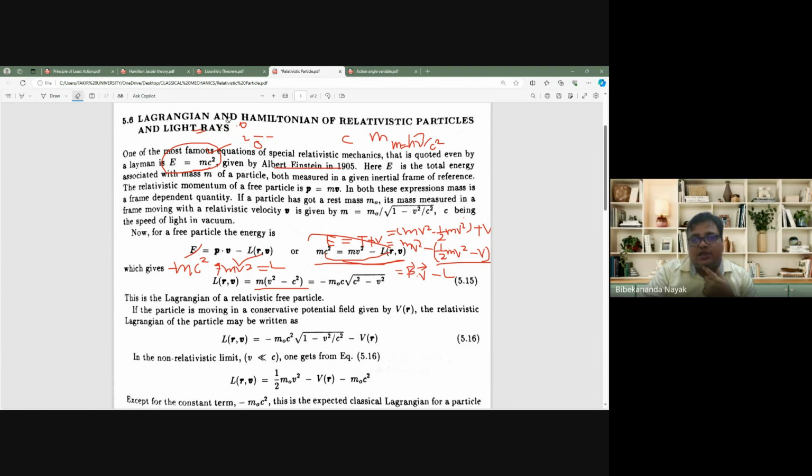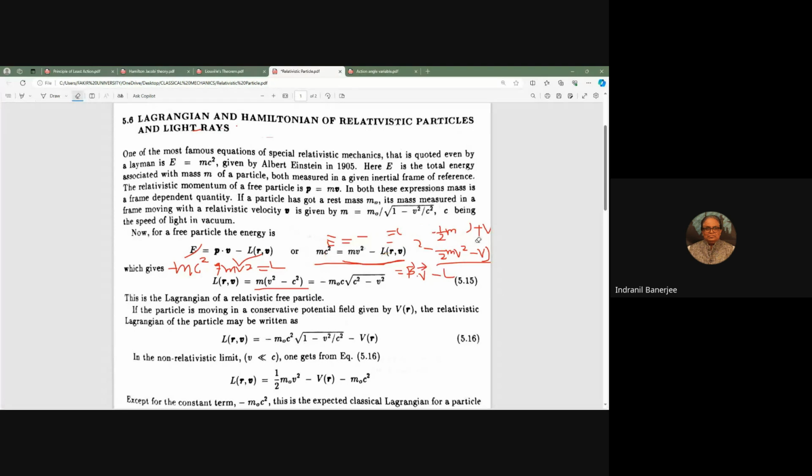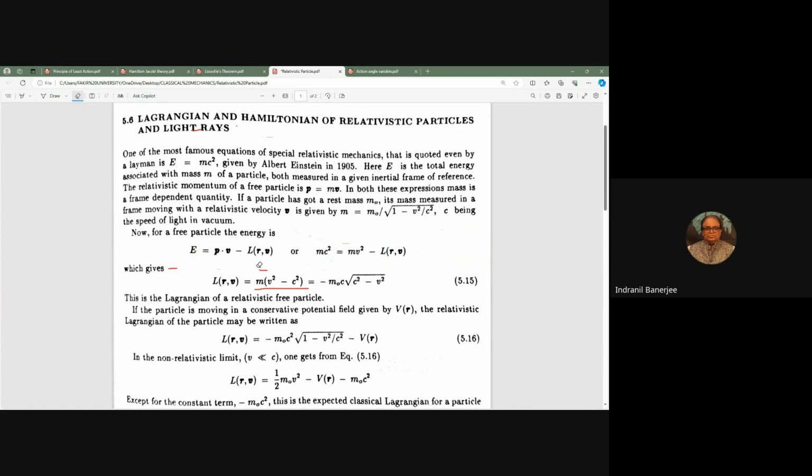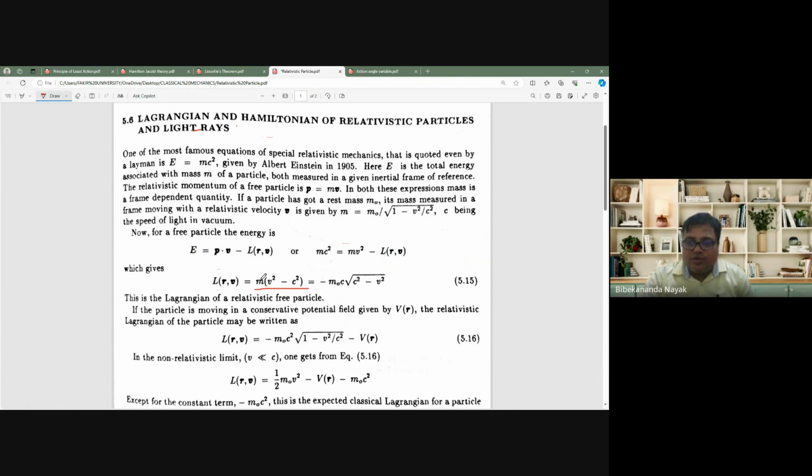From this equation, but we have an equation for mass for a relativistic body. Mass actually varies with velocity as m is equal to m0 by square root of 1 minus v square by c square. So if I use this, then this m into v square minus c square will become this value. You can check this. But m is equal to how much? m is equal to m0 into 1 by square root of 1 minus v square by c square.